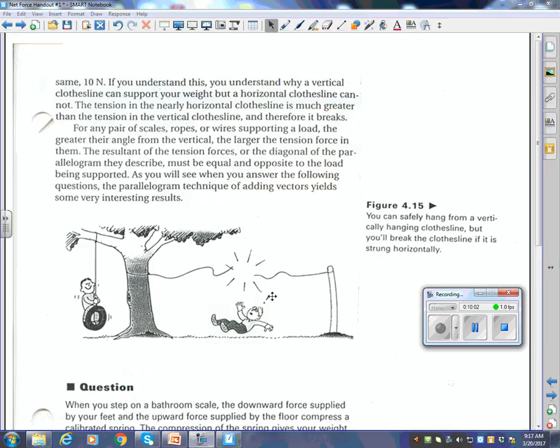Okay, so yeah, this, no problem. This, not so good. Why? Because of that angle thing again.